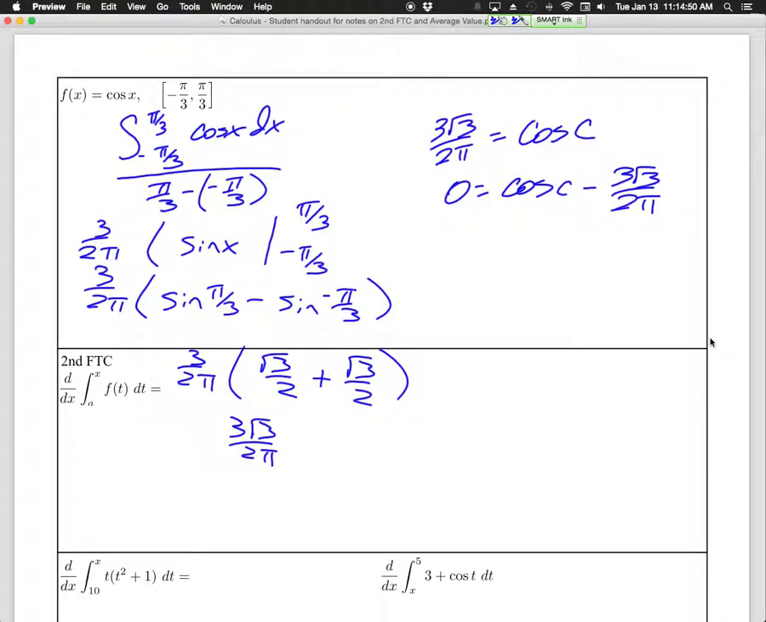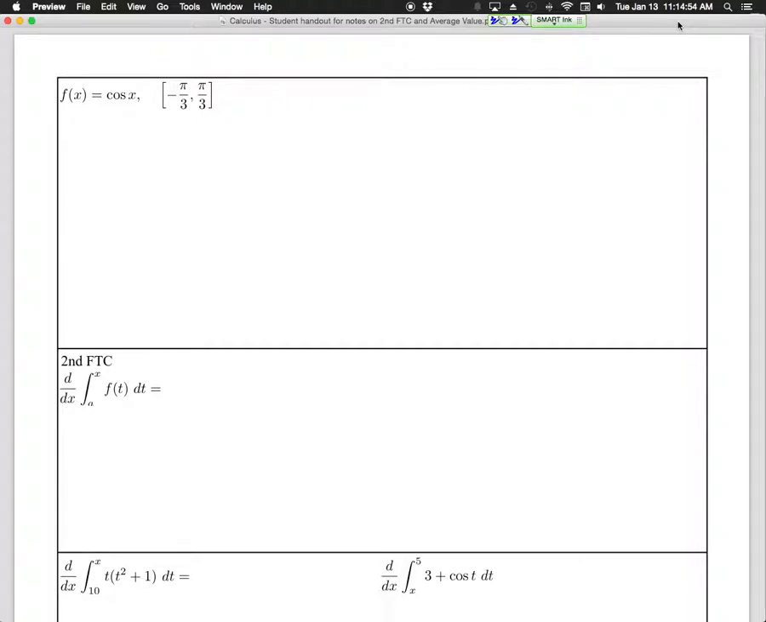All right, so that's average value. That's the mean value theorem for integrals. And real quickly, the second fundamental theorem of calculus is extremely easy, and it's one of my favorite things. Is it really easy or is it one of your favorite things? Both. I don't believe you. It's easy for you too.